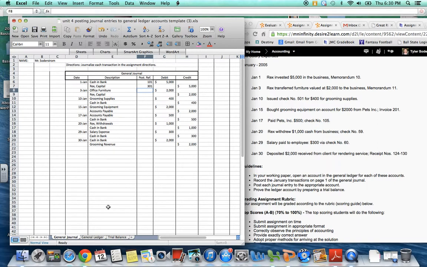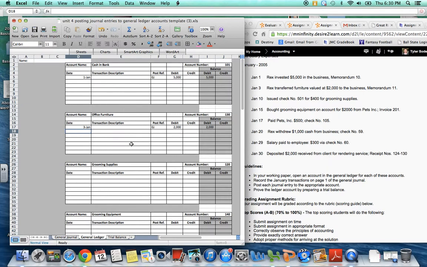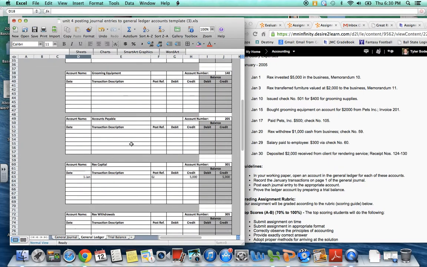Back in my general journal, this was account number 130. So I'll put in 130 and move on. Next transaction, I have a $2,000 credit to Rex Capital. I'll go to my ledger, find Rex Capital. This one is on January 3rd from the general journal. And now I'm posting a $2,000 credit.